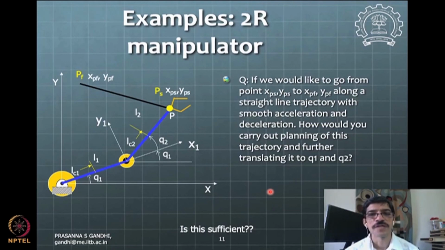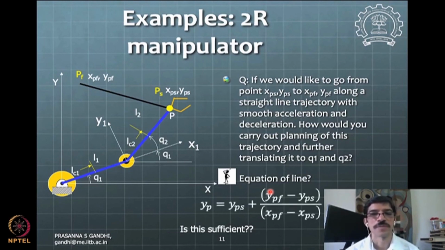For this kind of trajectory, first I need to get some equation for this straight line, right? So we'll get the equation of a line first, starting from the starting point. You know from your basics of geometry, you can write this equation, not a big problem. If you are given xp as a position, then corresponding to that, if I want to be on this straight line, the yp position will be given by this equation. Given the starting point and end point, I have this kind of relationship if I know xp, but I don't know xp, right? That is not sufficient.